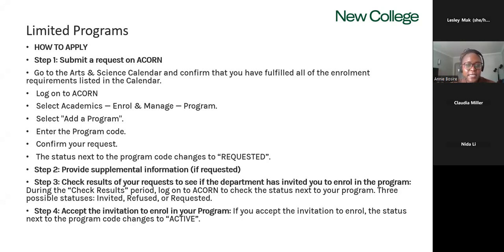If you have been invited to the program, you have the option of accepting or declining the invitation on Acorn. If the status next to the program code changes to active, it means that you're enrolled in the program and you have successfully completed all the steps to enroll. Again, to decline an invitation to enroll, simply select delete.